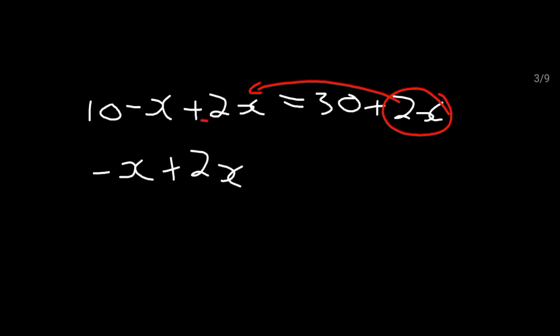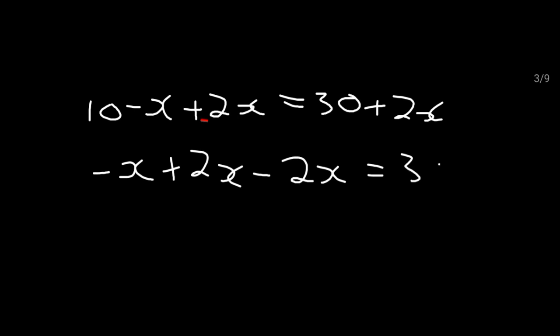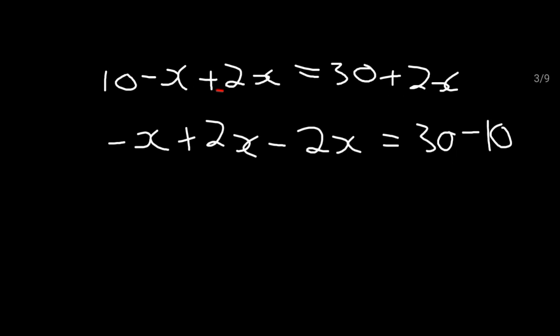because I group the variables together. This 2x is positive 2x or minus 2x, then equal to 30. I'm taking that 10 to the other side, and then it will change the sign to minus 10. Okay, so now I have like terms: I have minus x, I have 2x, I have minus 2x. So how do I do this one?